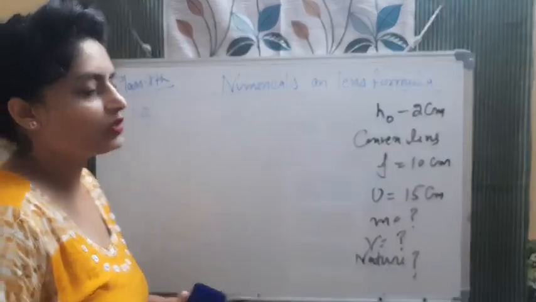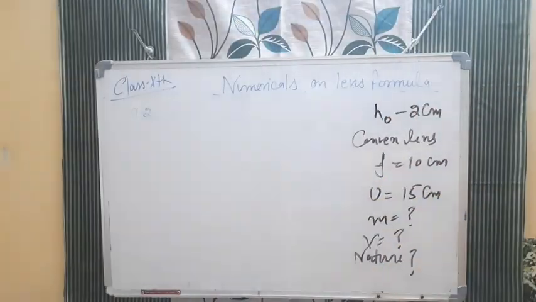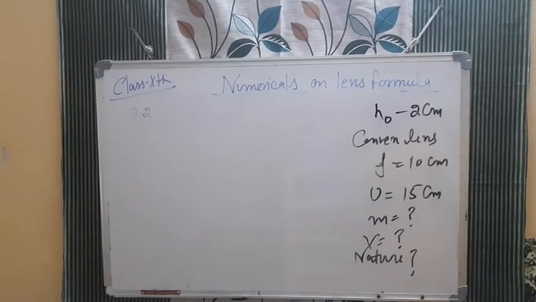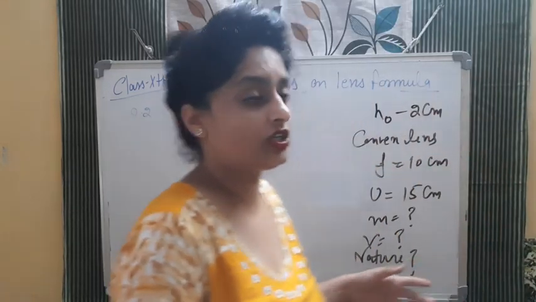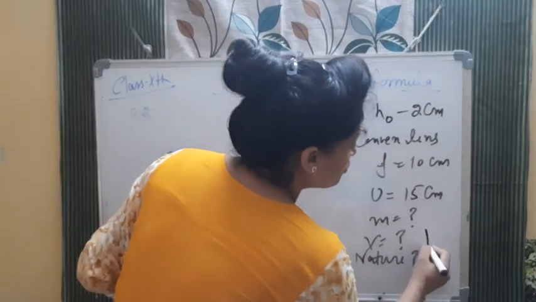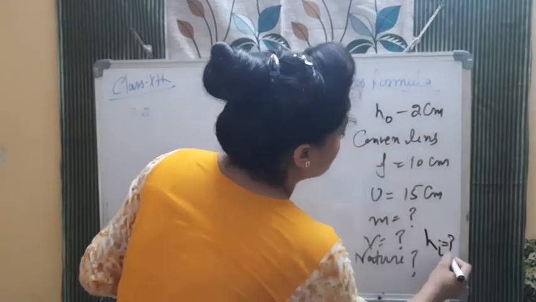See, so what was the question? Again I will dictate. A 2 centimeter tall object is placed perpendicular to the principal axis of a convex lens of focal length 10 centimeter. The distance of the object from the lens is 15 centimeter. Find the nature, position, size of the image. Size of the image means H2, the height also we need to calculate. Okay, so these are the things that we need to calculate.